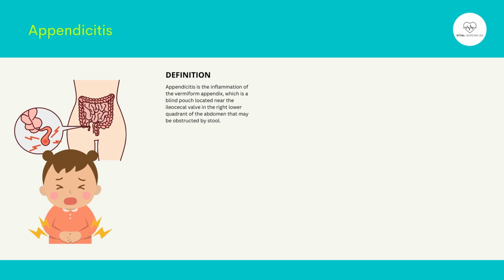Now, let's begin by first learning what appendicitis is. Appendicitis is the inflammation of the vermiform appendix, which is a blind pouch located near the ileocecal valve in the right lower quadrant of the abdomen that may be obstructed by stool.